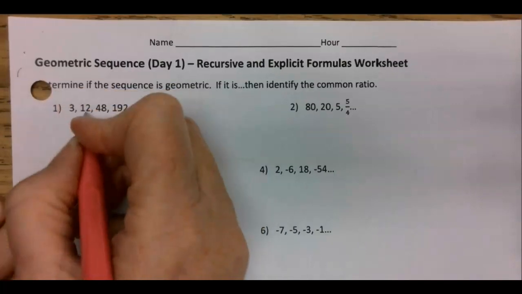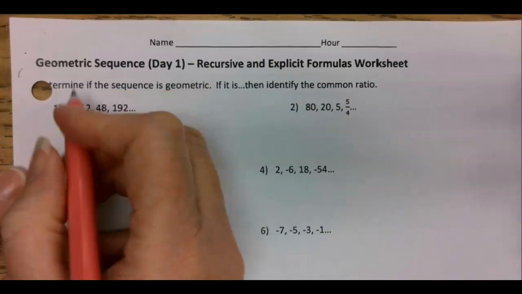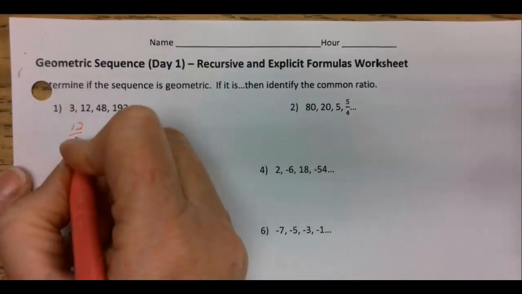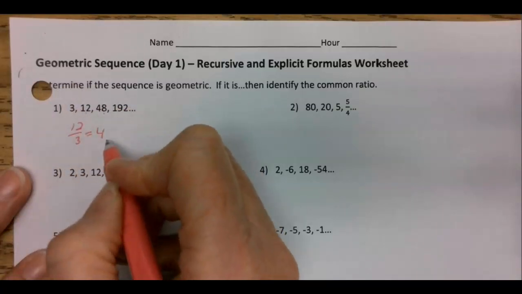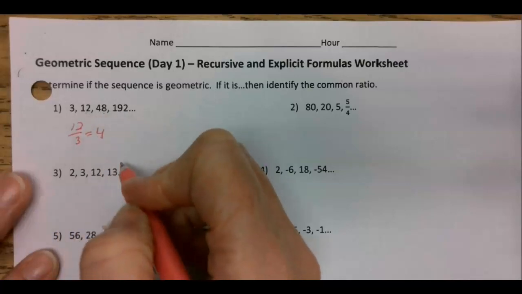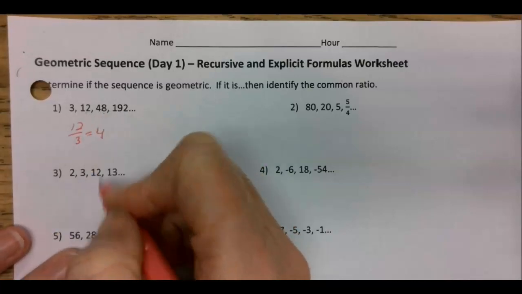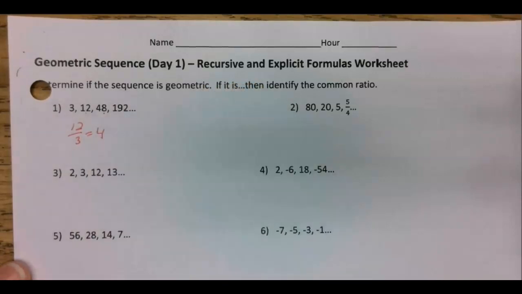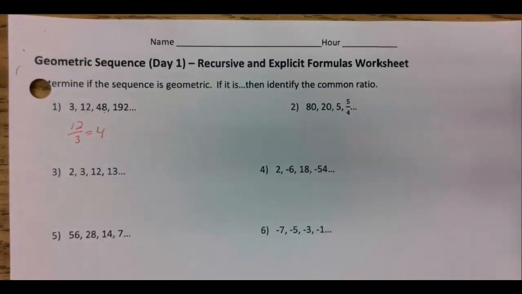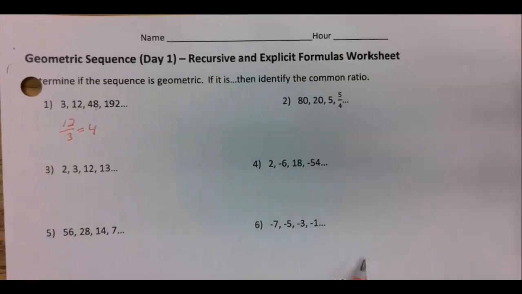So you can take the second term, assume that it's geometric, and divide, and I get 4. Can I take 4 times 12 and get 48? Can I take 48 times 4? Yes, I can. So this is my common ratio, and it is geometric. That's what you're doing on these.